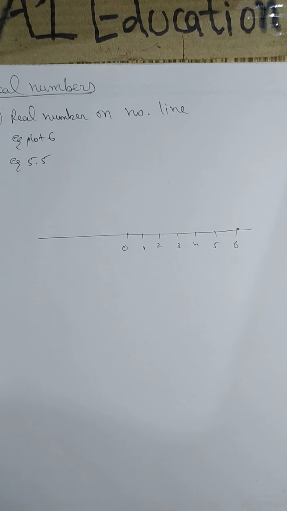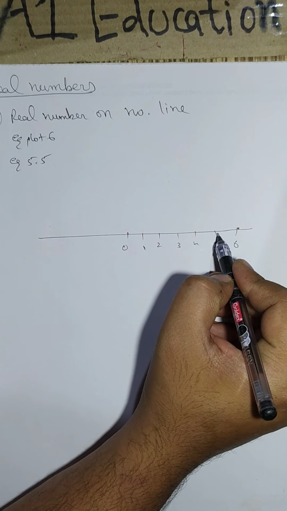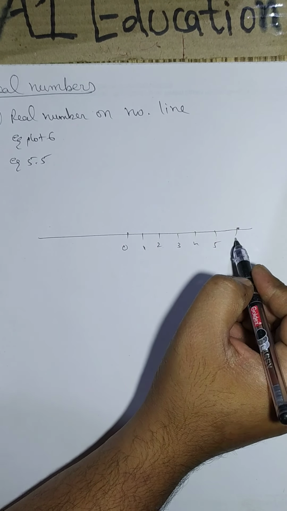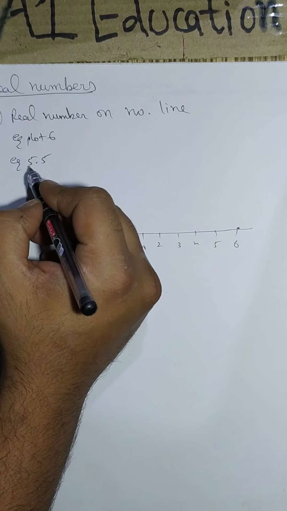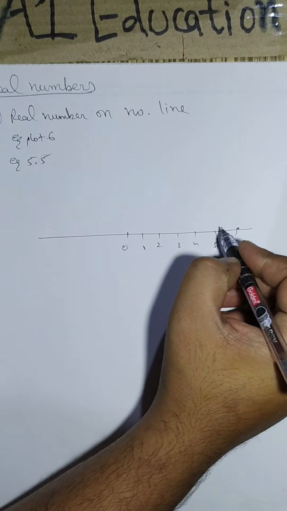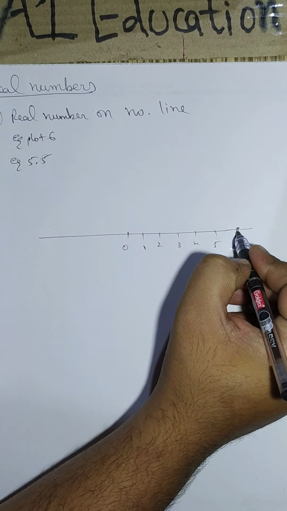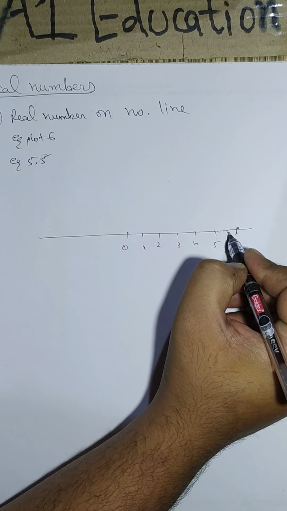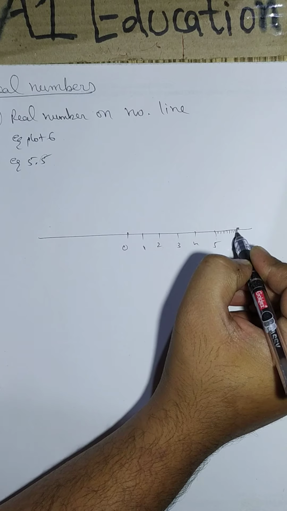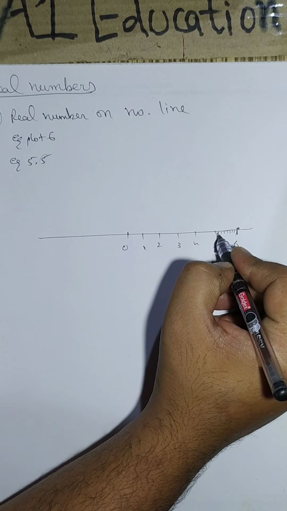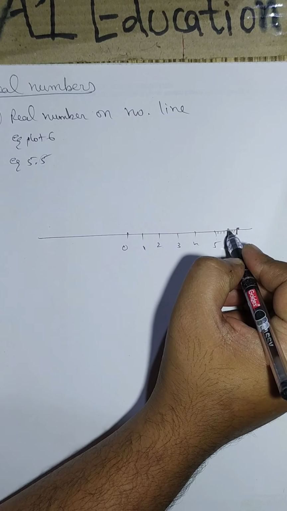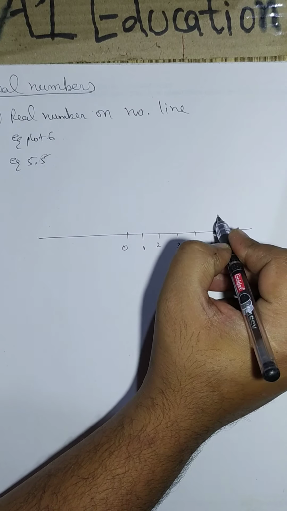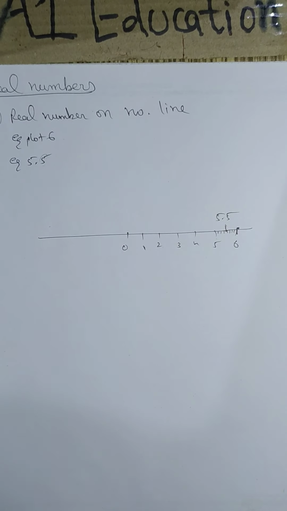How will you plot 5.5? You know that 5.5 lies somewhere between 5 and 6. Since after the decimal point there is only one digit, we make 10 parts between 5 and 6. So let us make 10 parts: 1, 2, 3, 4, 5, 6, 7, 8, 9, 10. So the fifth part, 1, 2, 3, 4, 5. This fifth part gives 5.5.